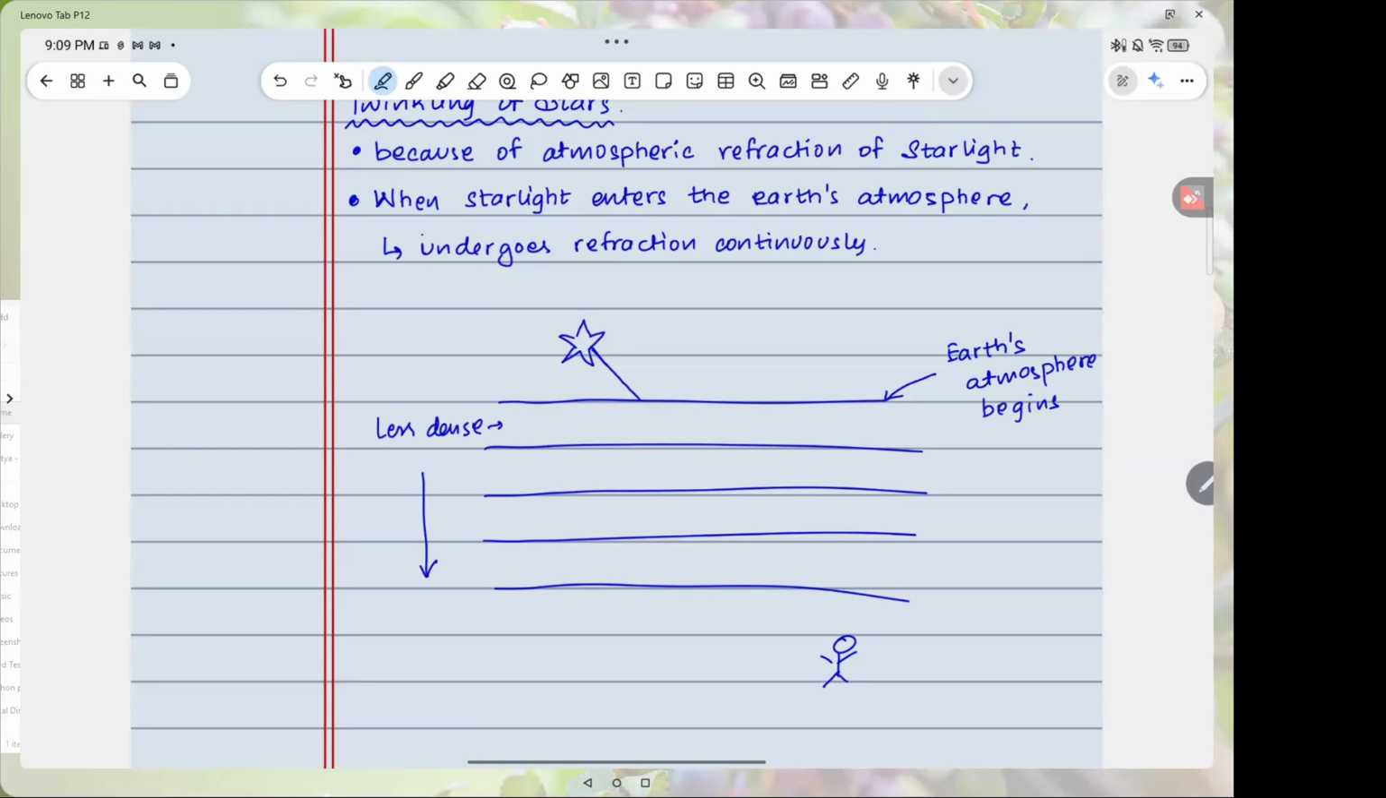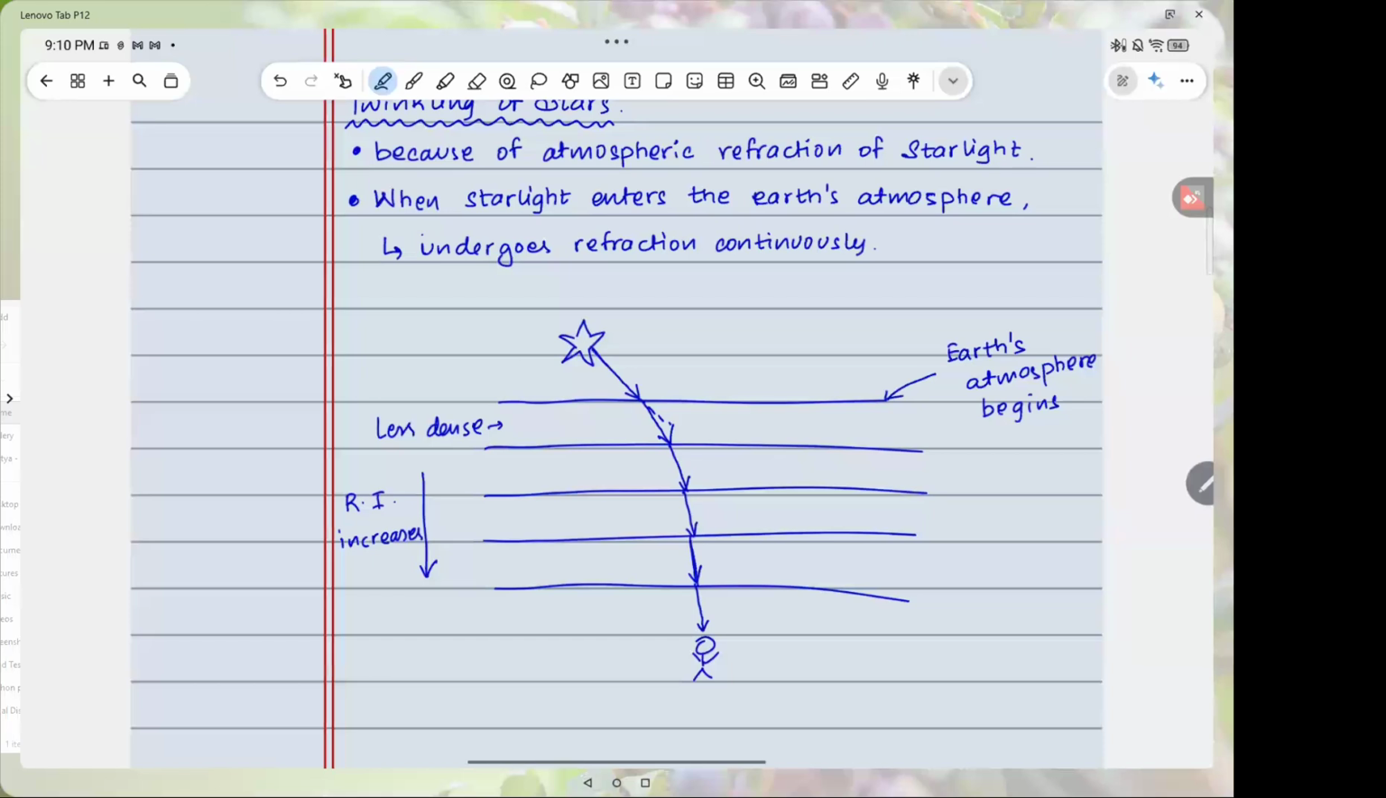Okay. So since the density of air increases as we go down, the refractive index also increases, right? So when the light from the star comes, it gets refracted. With each layer of air, it gets refracted. In this layer, it bends just a little. Then when it comes again, it again bends. Then again it bends, like this. And we see the light that is reaching us when we are here.